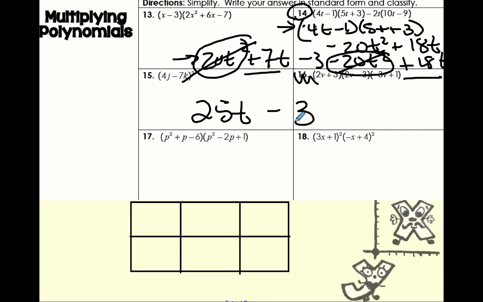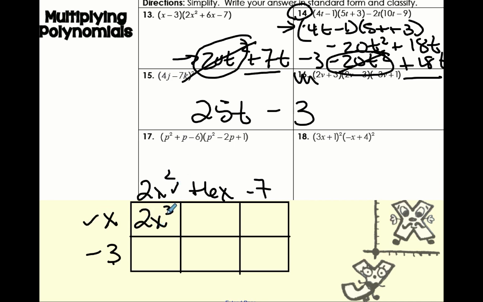Okay, let's go ahead and try one more. Let's do number 13. Number 13 is just a straight multiplication one, so it's a two-term binomial by a three-term trinomial. Now I'm going to go ahead and remember 2x squared times x is 2x cubed, because I add the exponents. 2x squared times negative 3 is negative 6x squared, and then I keep doing row by column. So this would be 6x squared, negative 18x, negative 7x, and positive 21.